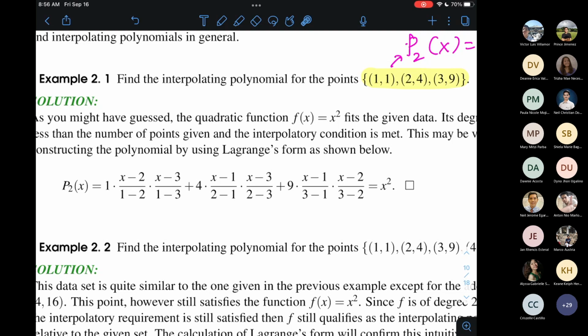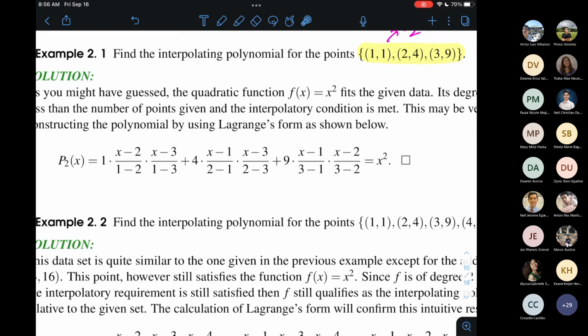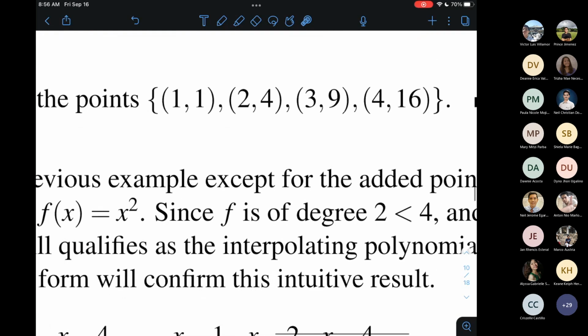Ano? So, example 2.2. 4 na points na yung gagamitin ko. 1, 1, 2, 4, 3, 9, 4, 16. But again, you can make hula. Pwede kayong manghula. Ano yung Lagrange basis polynomial?